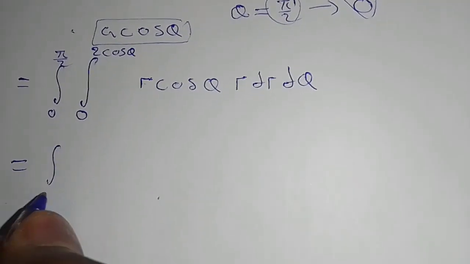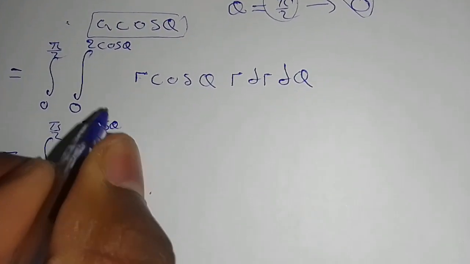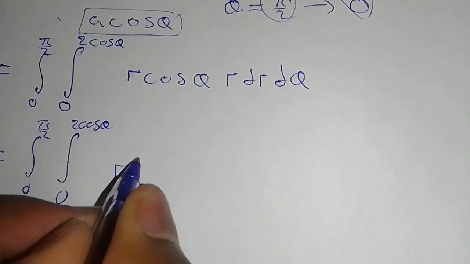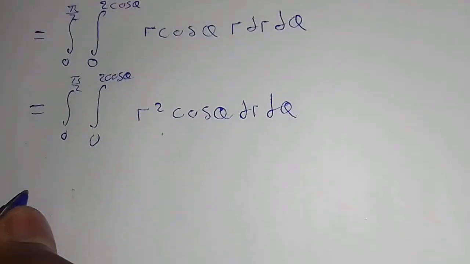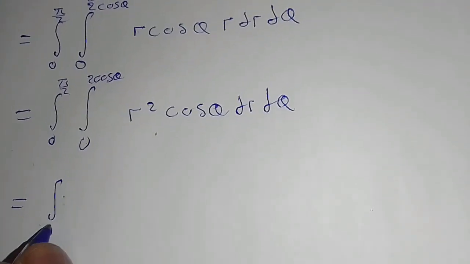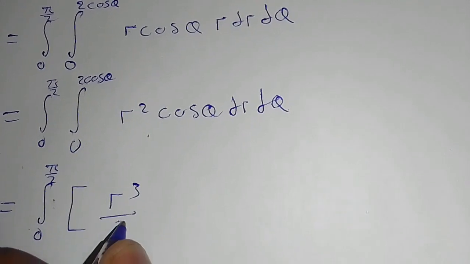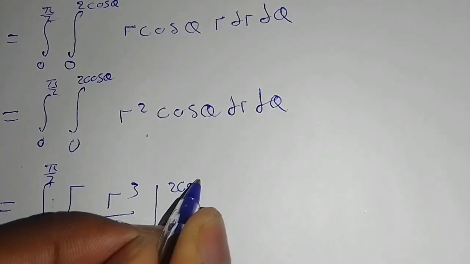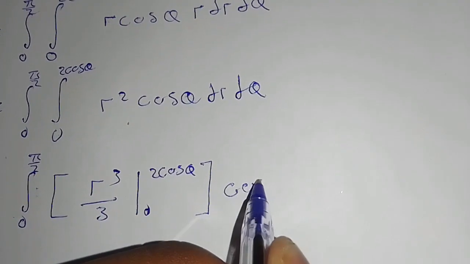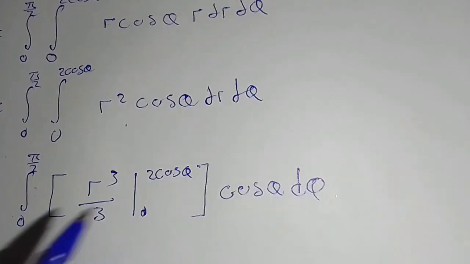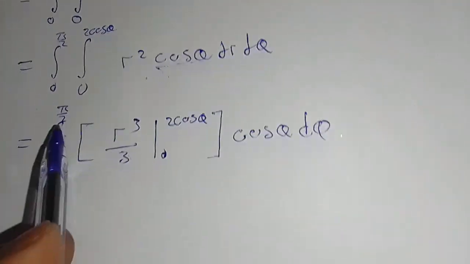So then you're going to further proceed. Then you have 0 to pi over 2 right there, and then you have 0 to 2 cos theta. And then we're just going to integrate r there. Remember that you're going to have r squared cos theta right there, dr d theta. Now for the first integral, theta is a constant. You integrate that, you're just going to have r cubed over 3, taken from 0 to 2 cos theta. Then you just have cos theta d theta, because you integrated r squared with respect to r.